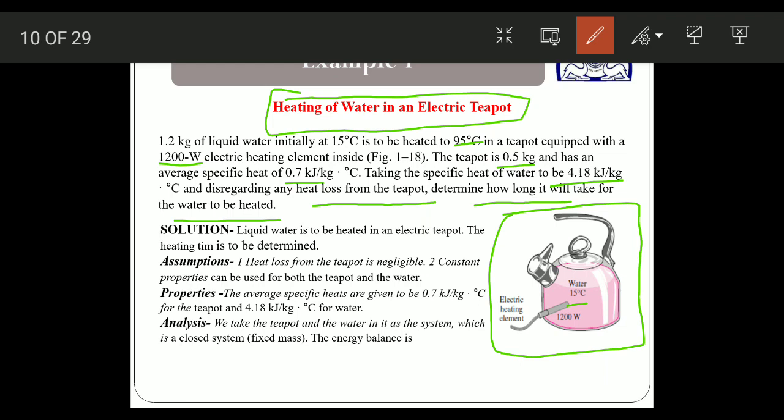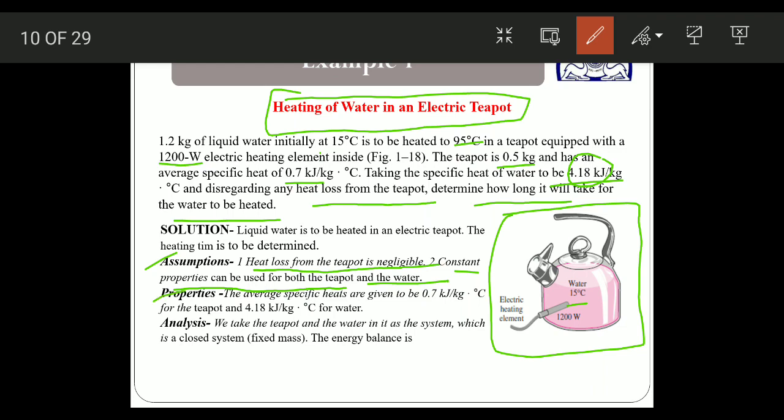We have to neglect the heat losses. So let us try to find out how much time is required to raise the water from 15 degrees Celsius to 95 degrees Celsius. So what are the assumptions mentioned in the question itself? Heat loss from the teapot is negligible. And second, constant properties can be used for both teapot and water. Whatever specific heats are given here, 4.18 and 0.7, these are constant throughout the process. We have to assume this.